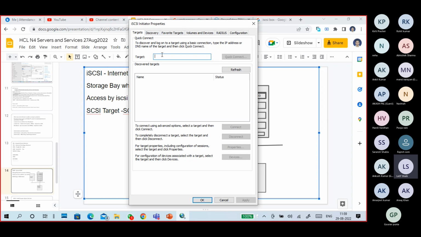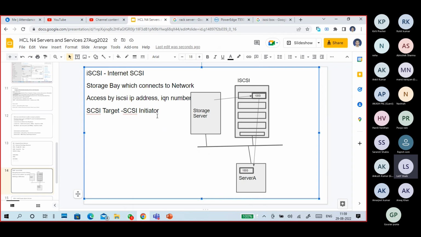So in the target, I have to type the IP address of the target or the target name. This is the iSCSI initiator. Actually, the i is a small letter to represent internet. iSCSI target, iSCSI initiator.